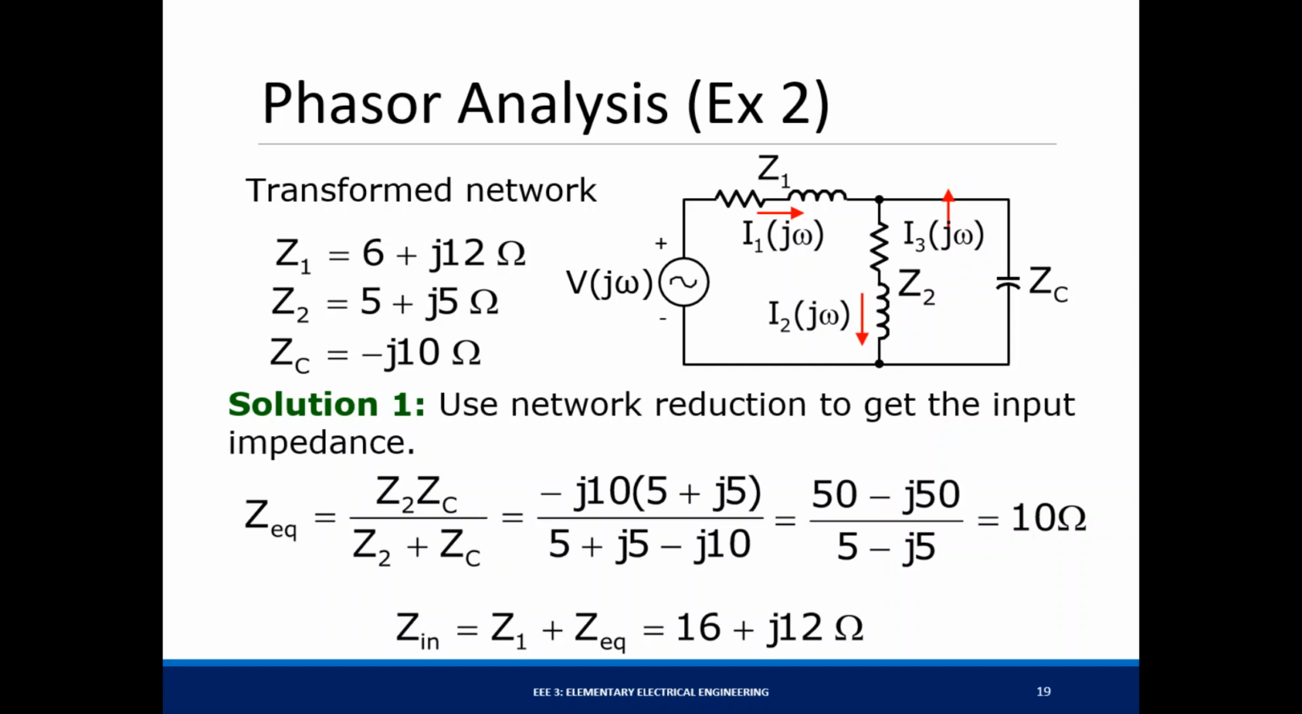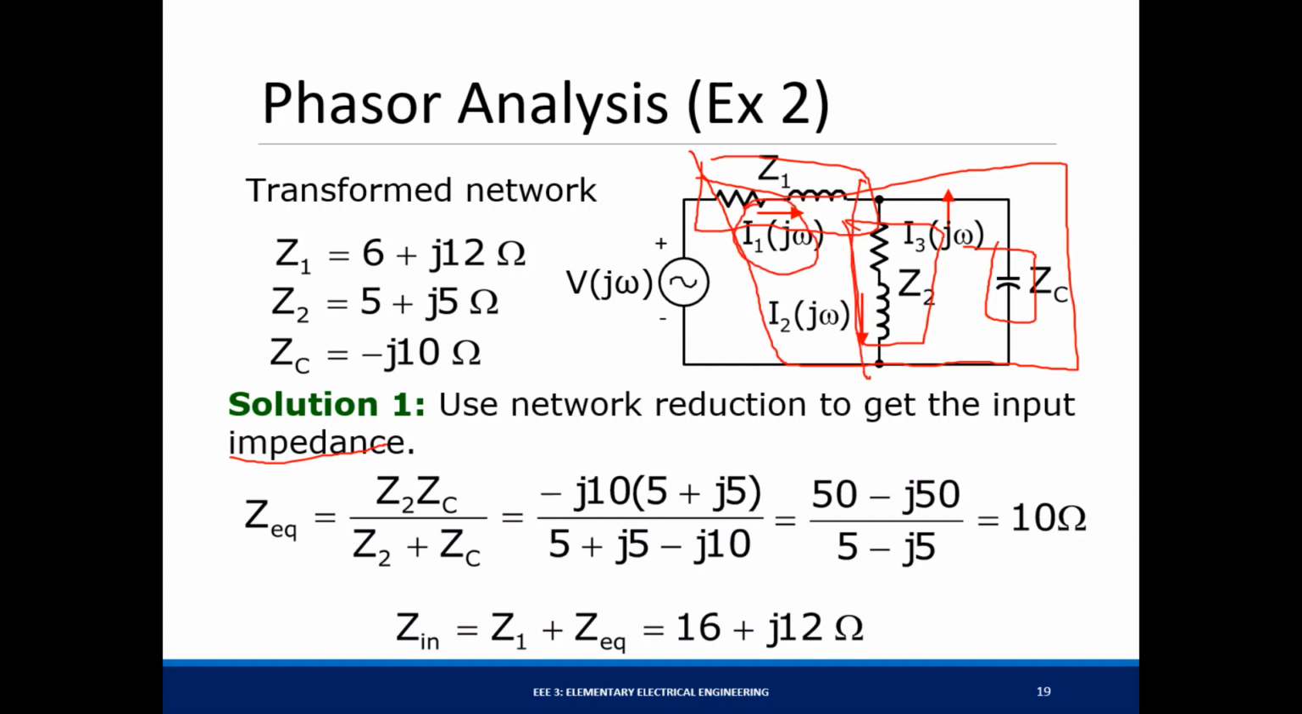So the transformed network is something like this. This is an impedance, this is an impedance, and this is an impedance. Okay. So how do we solve for the currents across each branch? Well, one solution is to use network reduction to get the input impedance. What does that mean? You reduce this whole network to get the total impedance. That will define I1 of t.